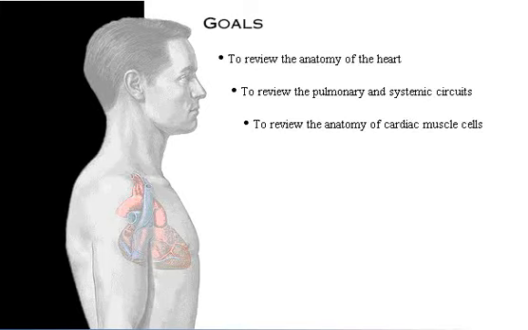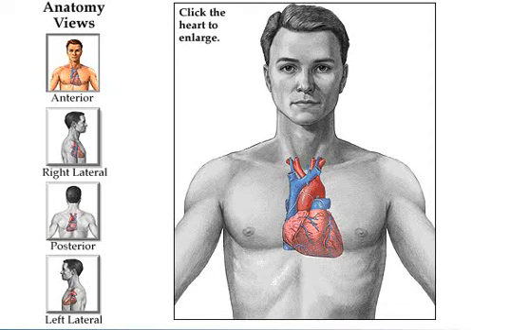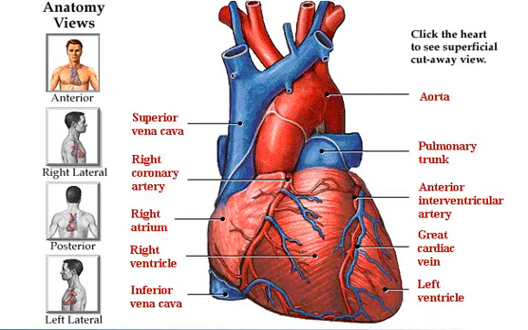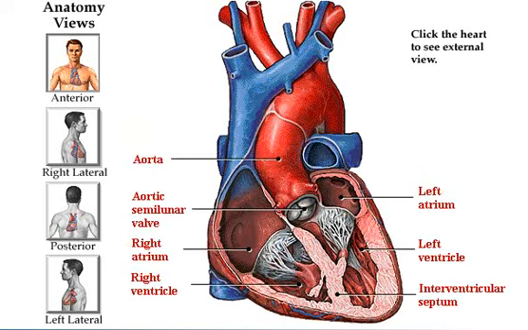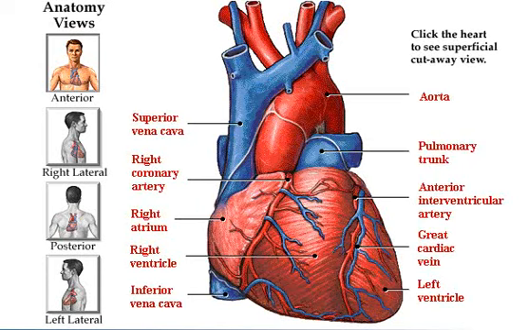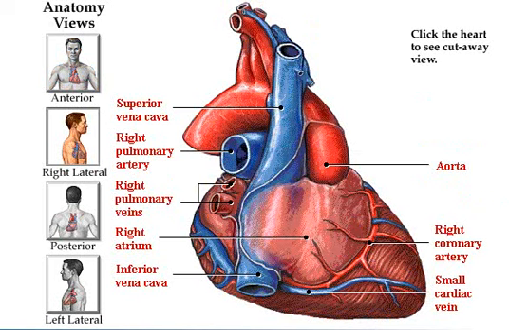To see definitions of terms, click the bold red words. Choose an anatomy view, then click the heart to see an enlargement. Click the heart to see a superficial cutaway view. Click the heart to see a deep cutaway view. Click the heart to see an external view. Click the heart to see a superficial cutaway view.